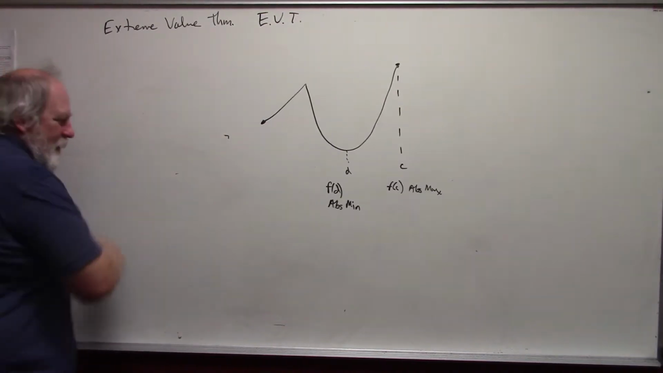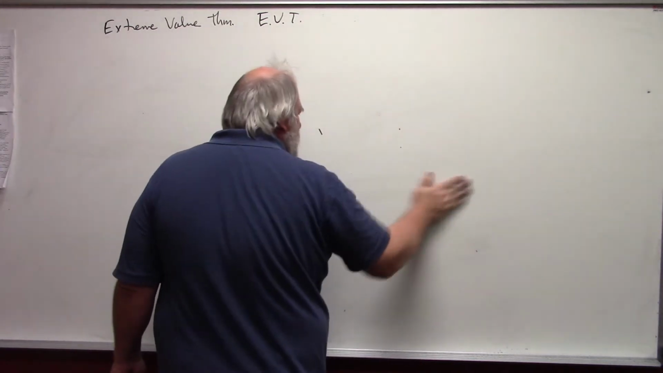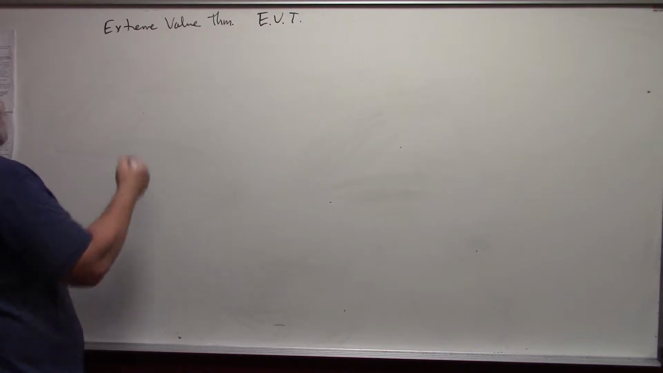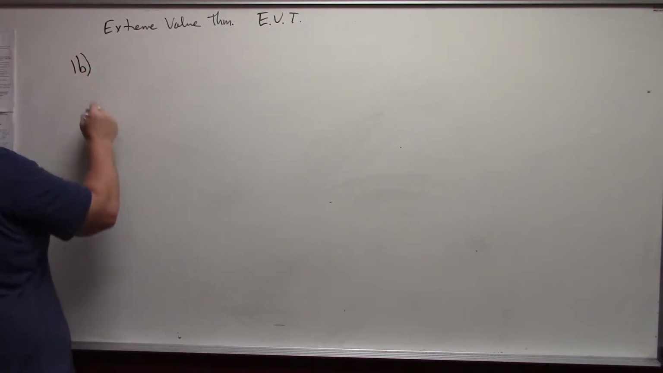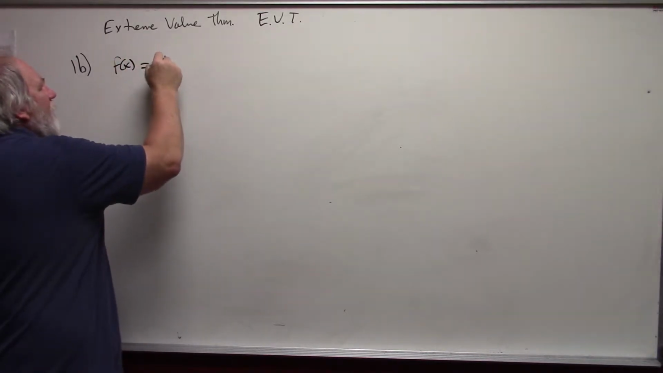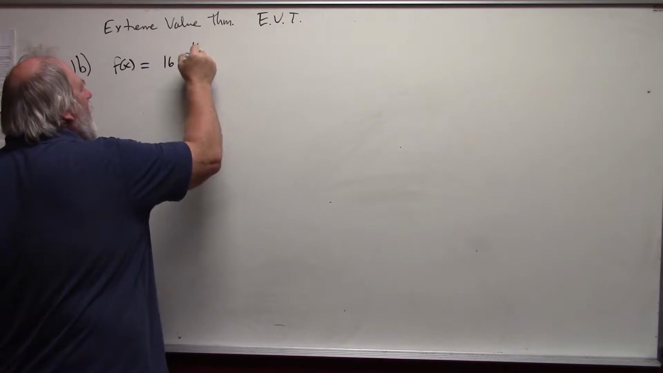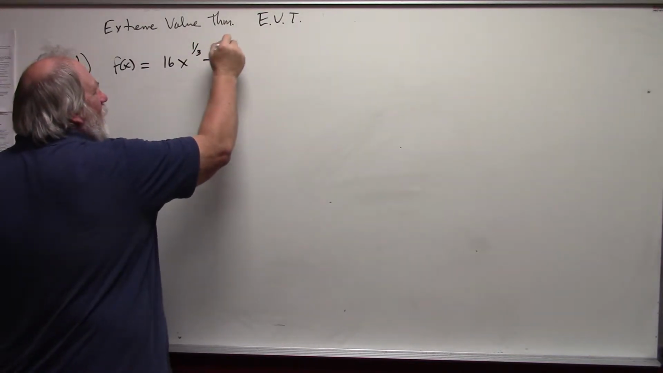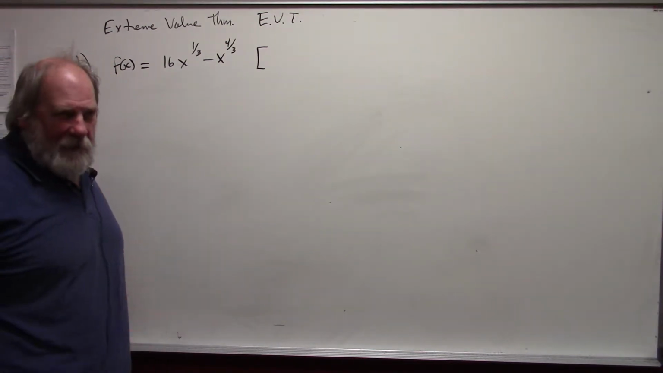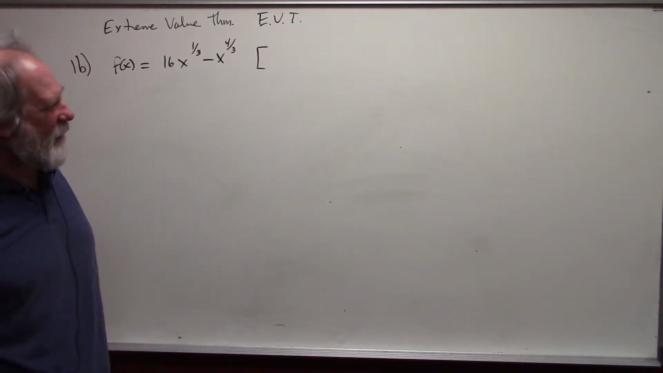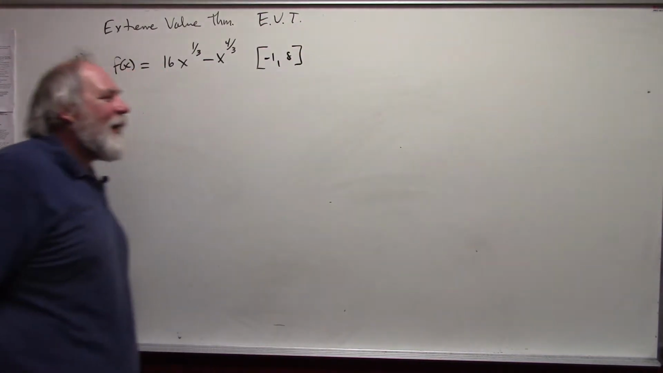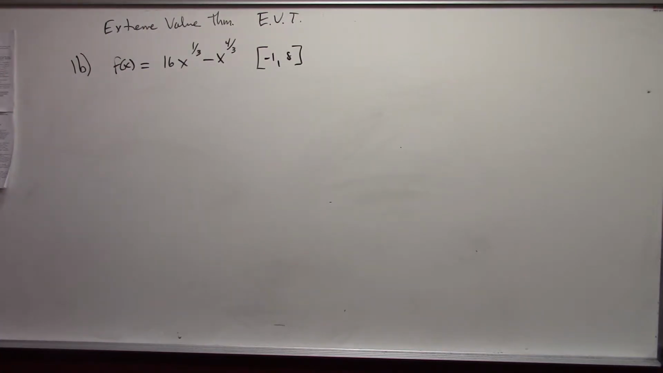Okay? So I'm going to use two of the problems or situations that we had from the last video. We had problem 1b, f of x was equal to 16x^(1/3) minus x^(4/3). We didn't have any closed interval when we did this before, finding critical values. Now I'm going to give a closed interval so that EVT applies, and I'll use the interval -1 to 8.